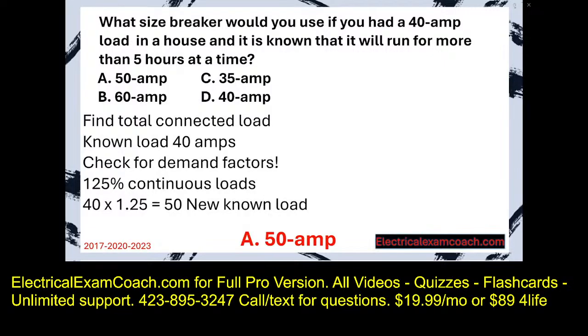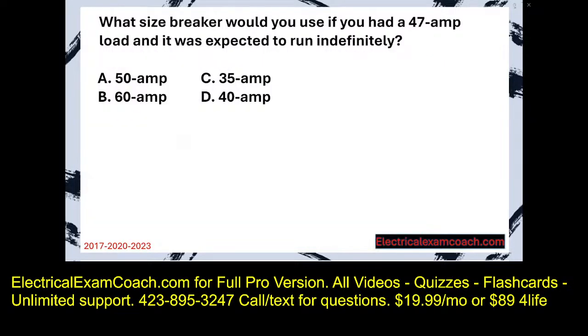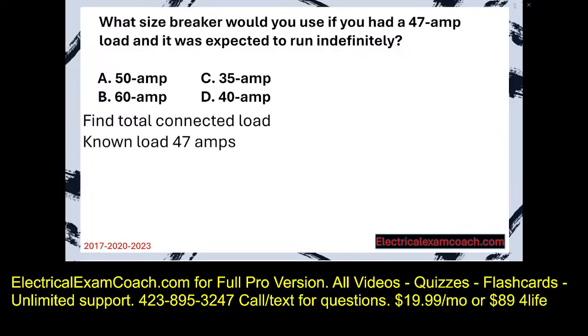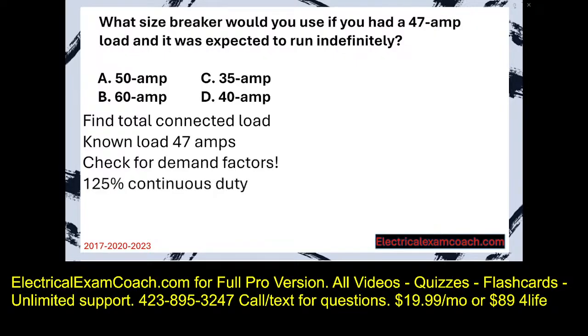Let's get to it. What size breaker would you use if you had a 47 amp load and it was expected to run indefinitely? Step 1, find the total connected load. Our starting known load is 47 amps. Now we check for demand factors. In this case, it gets that 125% continuous duty, just like a continuous load. We take our starting known load, multiplied by 1.25, and that equals 58.75.